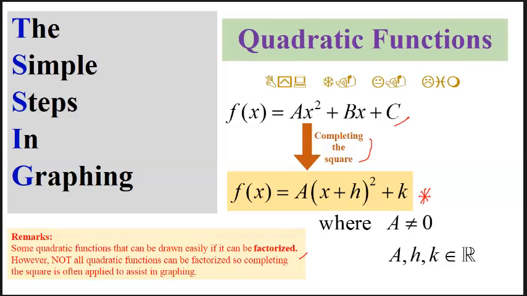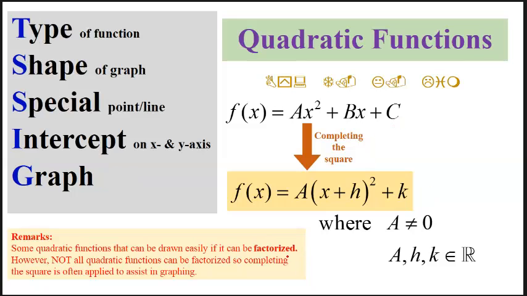Again, the word SIMPLE steps in graphing is actually the acronym for the steps that we need to have here, which is first we identify the type of functions, followed by the shape, the special points or lines, the intercepts on the x and y axis, and last the graphing.